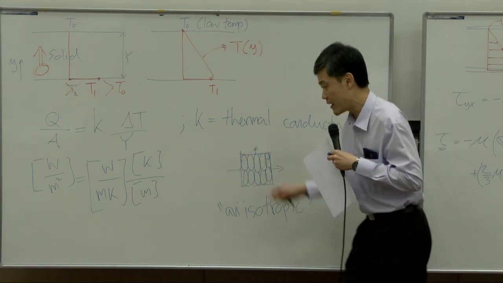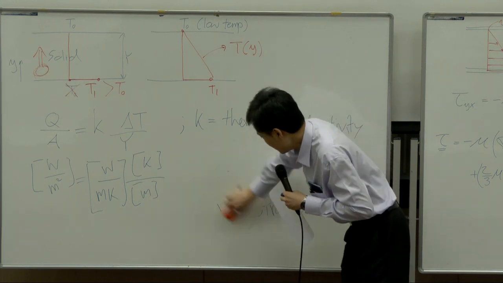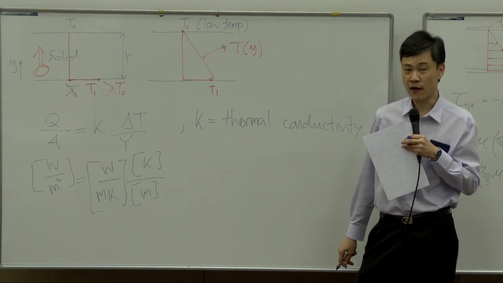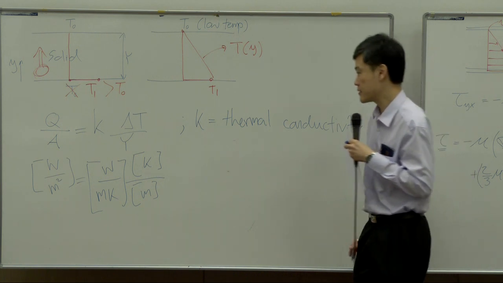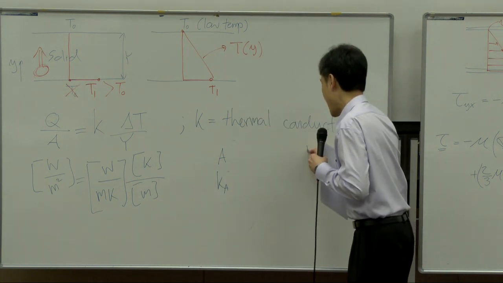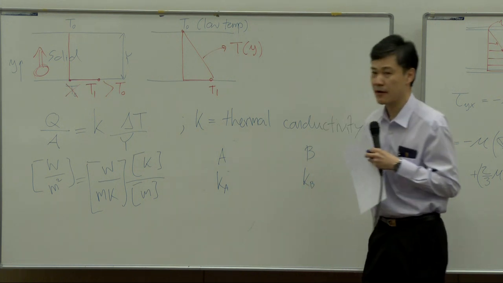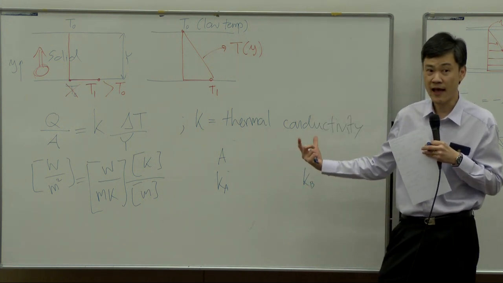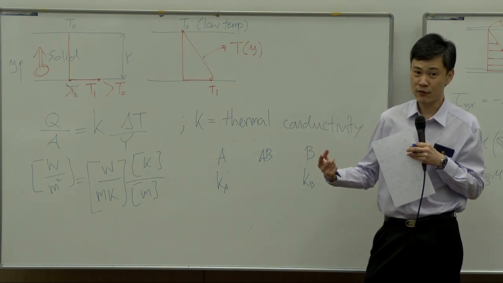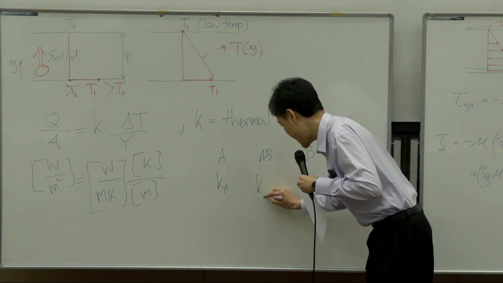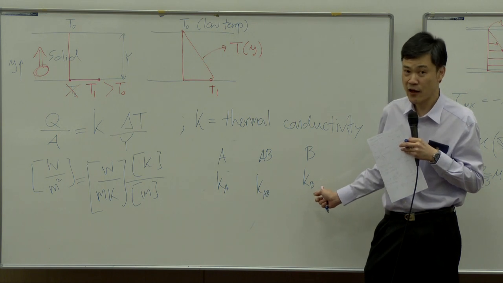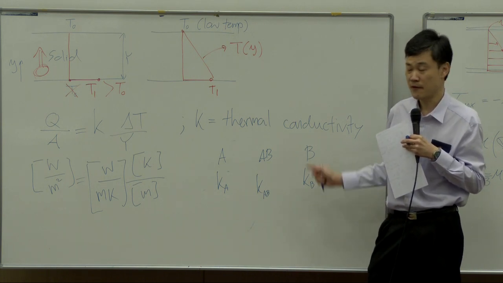Okay? Another one that you need to realize is that thermal conductivity sometimes does not follow the mixing rule. For instance, if you have material A with thermal conductivity Ka and material B with thermal conductivity Kb, and you mix them up to get an alloy, let's say alloy AB, your common sense would say that the thermal conductivity of AB, or Kab, should be in between these two values, right? But it is not necessarily.